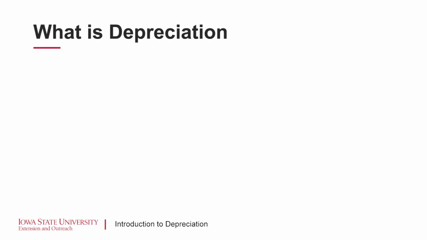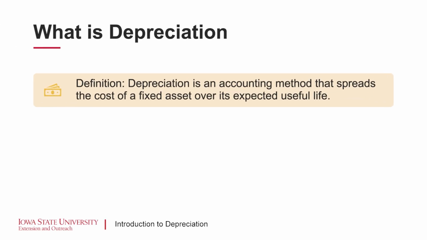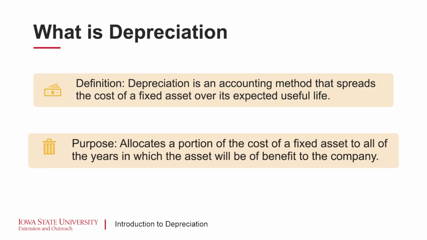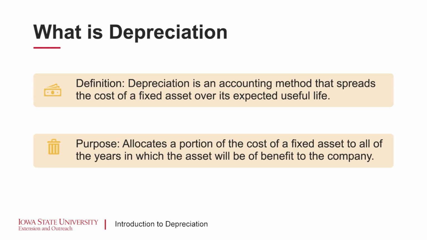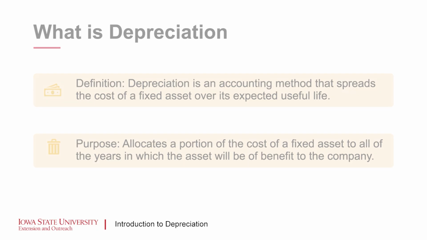First, what is depreciation? Depreciation is a way of spreading out the cost of a fixed asset, like equipment or a vehicle, over the years it is used. Instead of counting the full cost in the first year, we allocate part of it each year. This helps match the expense of using the asset with the income it helps generate, giving a more accurate picture of business performance over time.